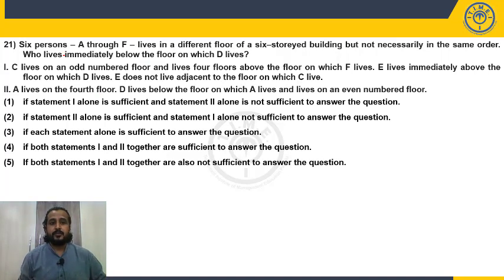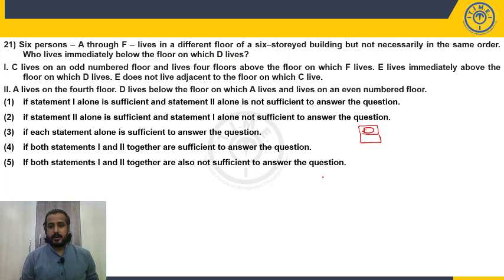Coding and decoding, blood relations, directions can be completed easily. Six persons A through F live on different floors of a 6-story building, but not necessarily in the same order. Who lives immediately below the floor on which D lives? So what do I need to find? Immediately below D, who lives? This I need to find.